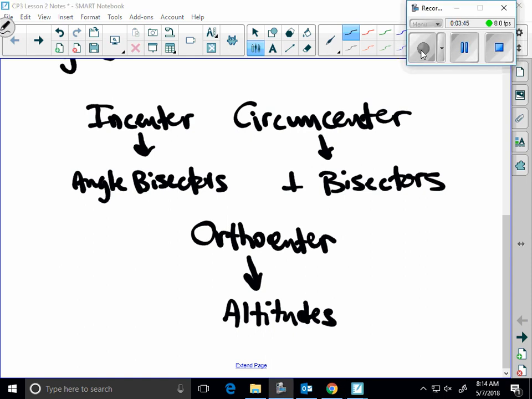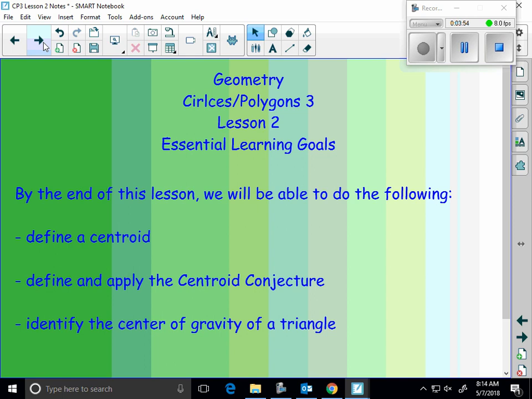All right, so today we're going to talk about the 4th point of concurrency, which is called the centroid. We're going to apply the centroid conjecture and identify the center of gravity of a triangle. So say you have a triangle and you want to balance it on one finger. Finding the centroid would be that center of balance, or center of gravity. That's the centroid.